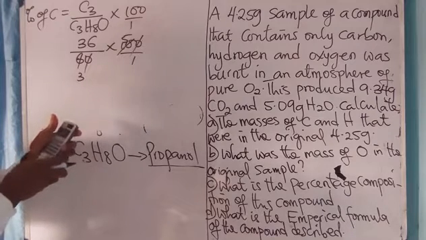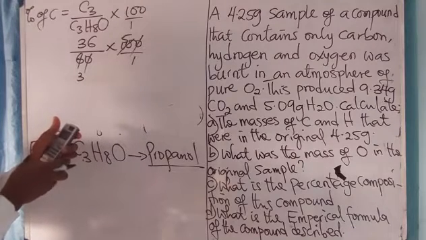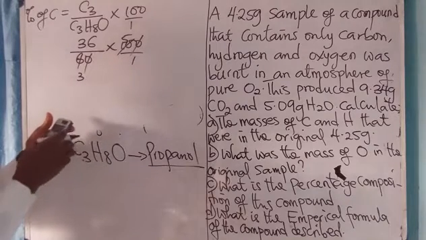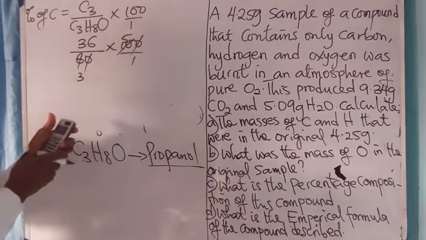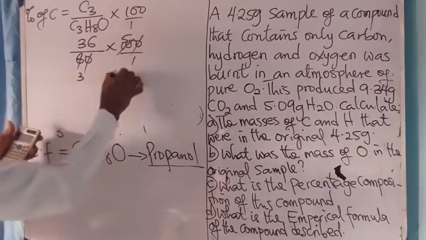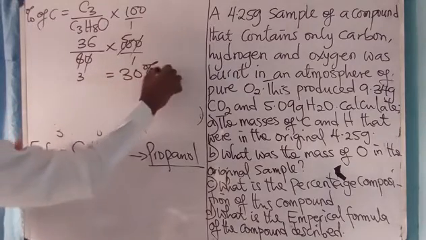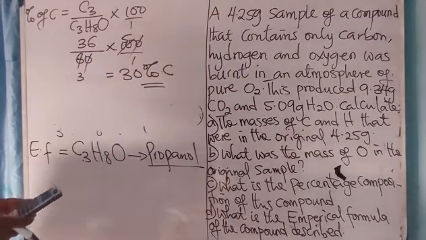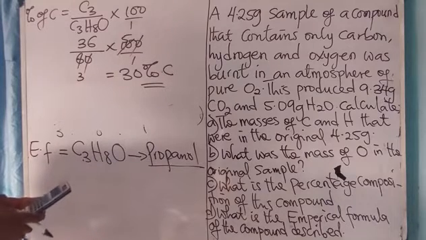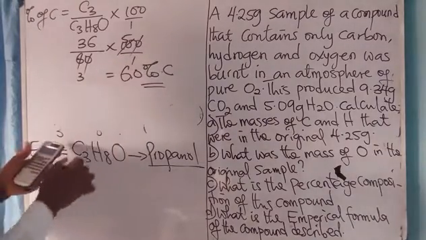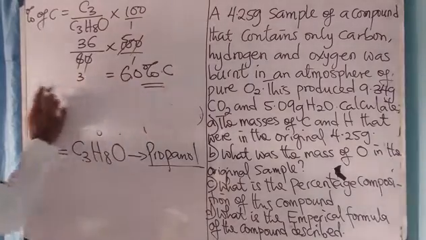So you do like this. 36 times 5 equals 180. 180 divided by 3, I have 60. So I have 60% carbon.